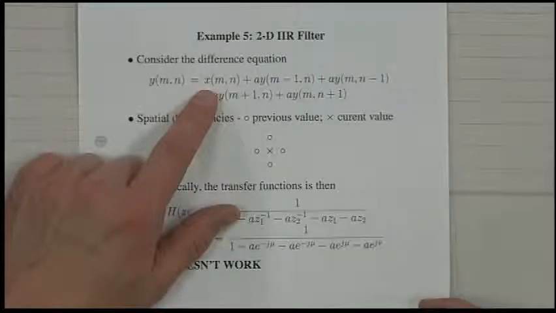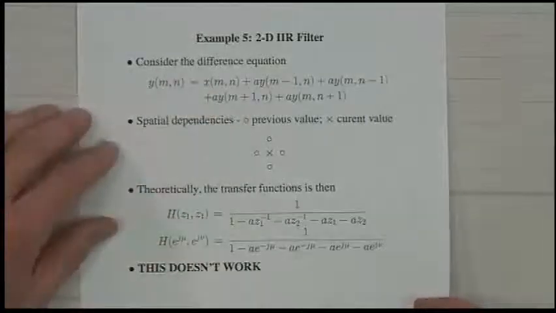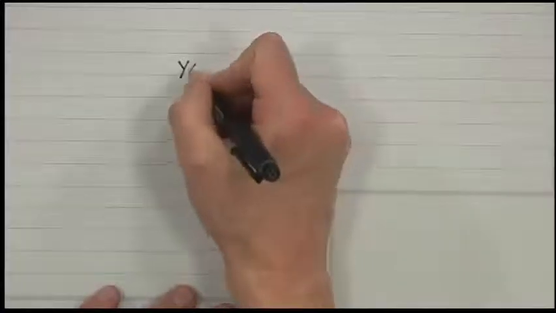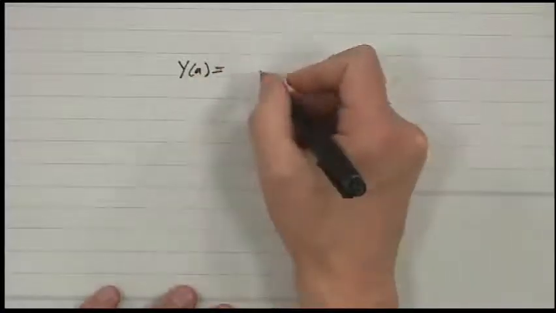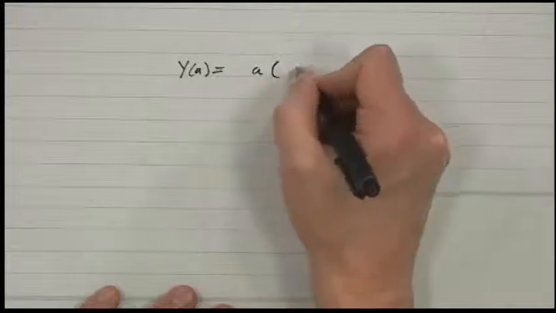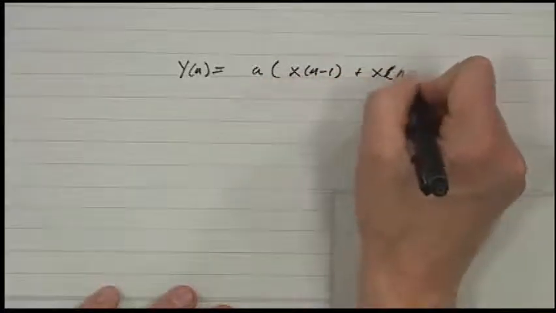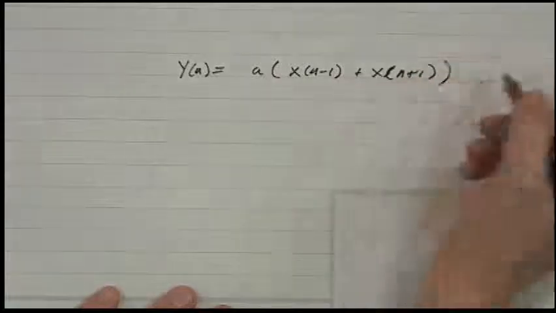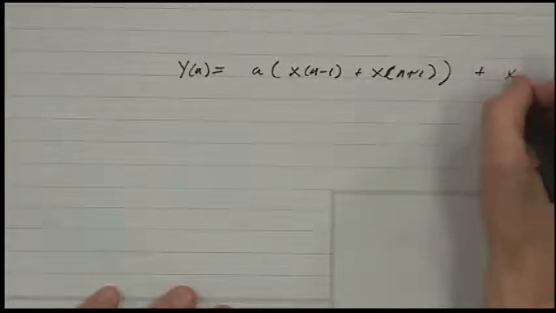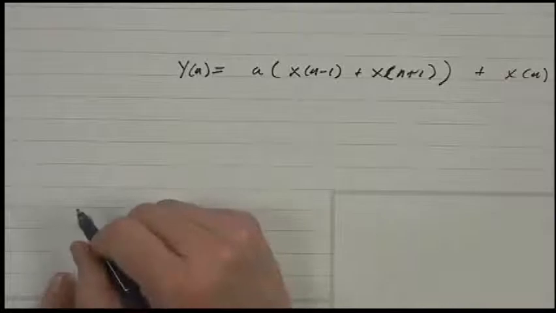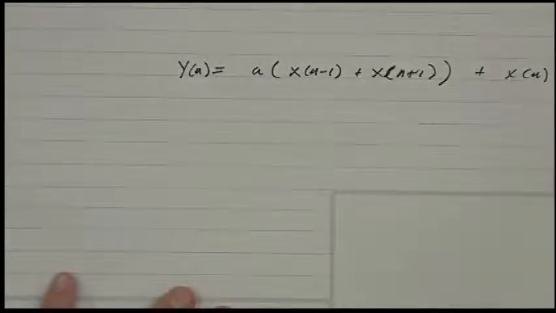You haven't done this yet. So it's clearly impossible, right? No, it's really not impossible. I mean, you could do the following thing. You could say, okay, I'm going to have y of n equal to a times x of n minus 1 plus x of n plus 1, and then plus x of n, or something like that. So you could have this, all right?